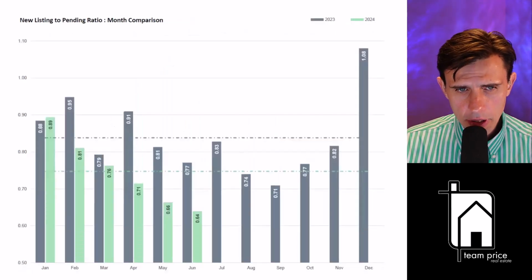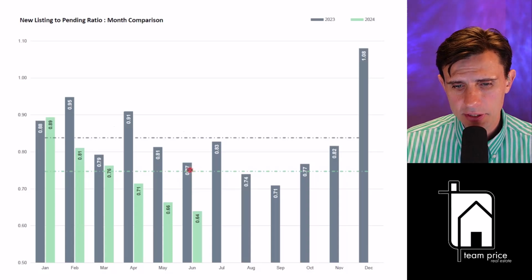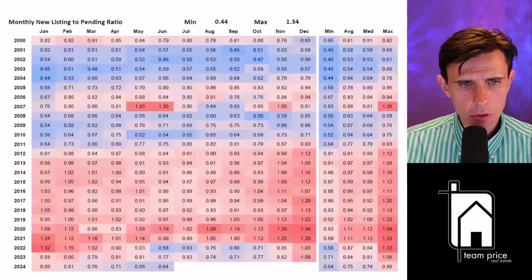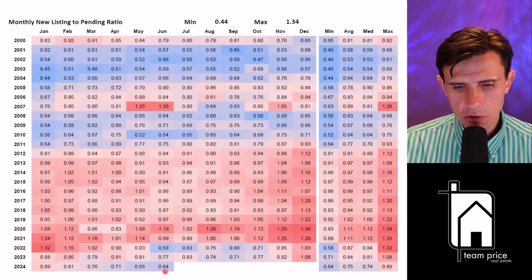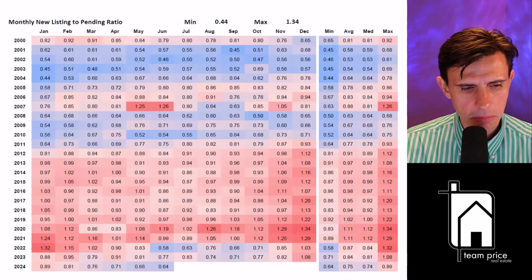But when you look at the new listing to pending ratio, last year we were at 0.77. Right now, we're at a 0.64. Let's keep on going. When you look at the ratio so far this month at 0.64, a little bit less than last year at a 0.77, just a tad less than last month.